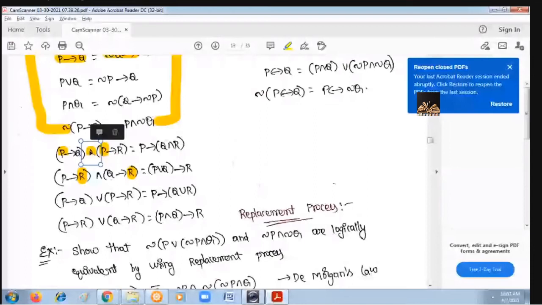P or Q tends to R. See this third example, third formula. Here also the hypothesis is same. When the hypothesis is same, then this symbol is not going to be changed. This disjunction will be the same. You can write this as P tends to Q, disjunction R.